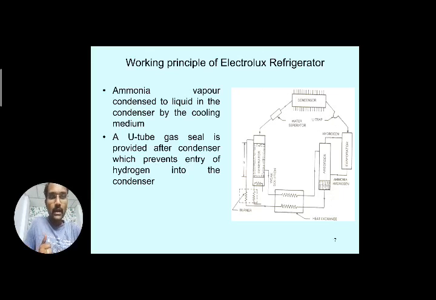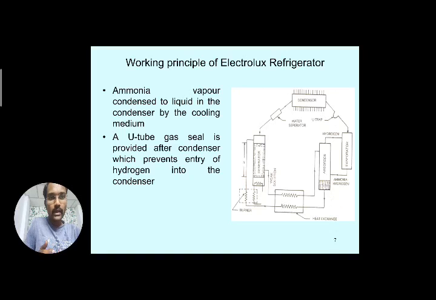Condensation is taking place, and the pressure remains constant here. That high pressure ammonia vapor, by changing its phase, converts to liquid ammonia, which enters first into the U trap. Here a U tube is placed after the condenser, where a gas seal is provided, which prevents entry of hydrogen into the condenser. That is the simple purpose of this U trap. Whatever hydrogen gas is present in the evaporator component will try to enter. If it were a slant pipe or a straight pipe directly connected to the condenser, there is a chance for the hydrogen gas to enter the condenser.